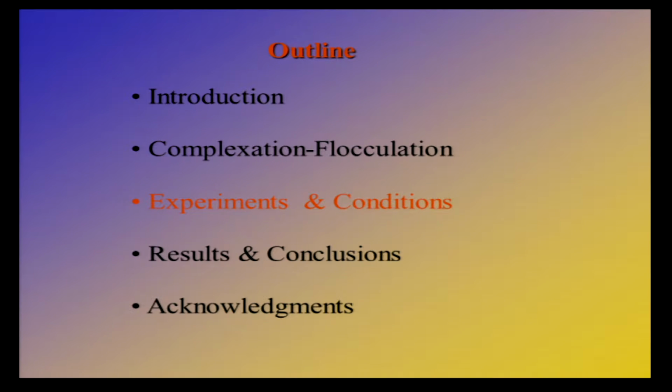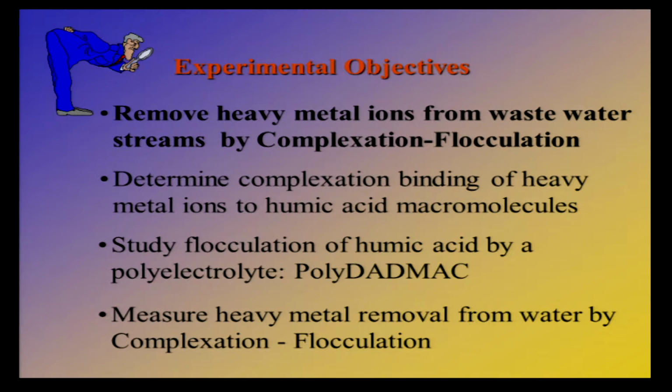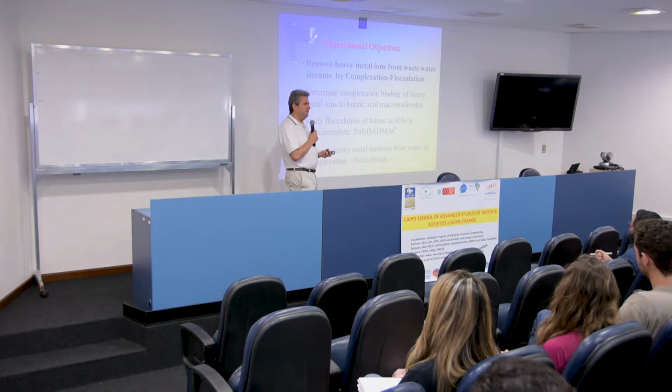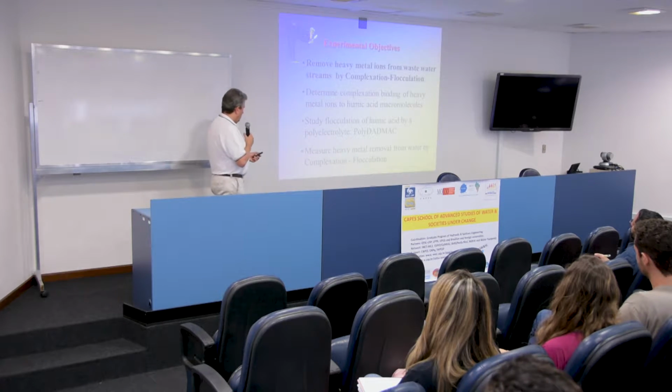So let's have a look then at the experiments and the conditions that we used. Here are the objectives: to try to remove the heavy metal ions from the water streams by this complexation and flocculation process. The first thing we want to do is to determine the complexation binding, so the strength of this bonding or adsorption of the metal ions to the humic acid molecules. So we want to determine something like an adsorption isotherm. We can see how well it's working.